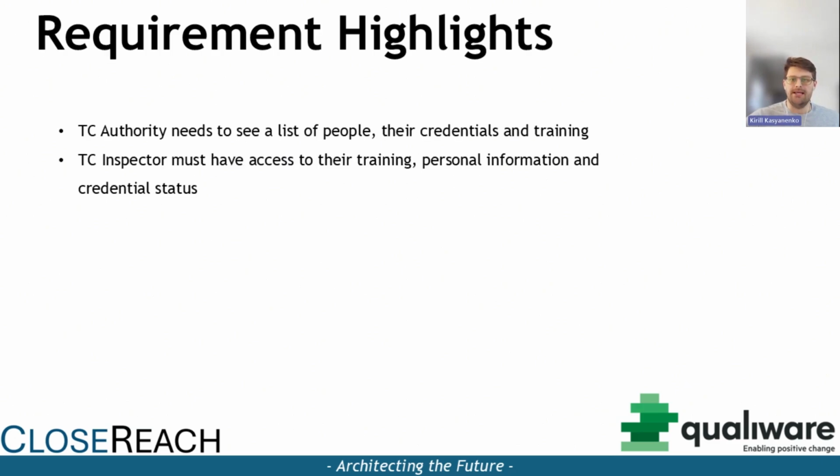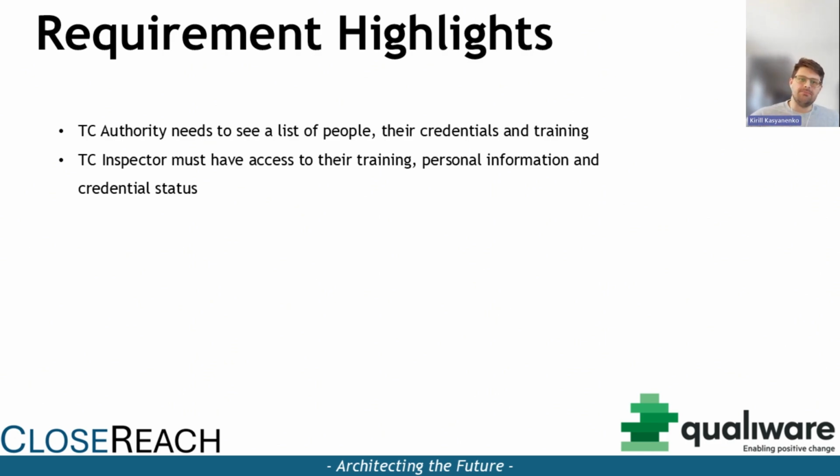So, requirement highlights. I'm going to give you essentially the highlights of their criteria. There were about 30 criteria of what they want to see as an end user. I'll give you the highlights of two. One of them is Transport Canada Authority, the issuing authority who gives away credentials, who monitors the training that the inspectors in Transport Canada have to take. They need to see the list of people.